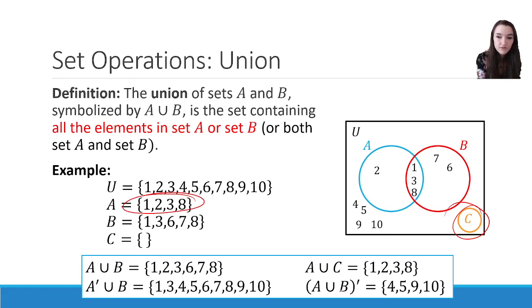And then A union B complement, once again, I have to do the union first. So A union B is all of this. Taking the complement of it, I go outside to get 4, 5, 9, and 10.